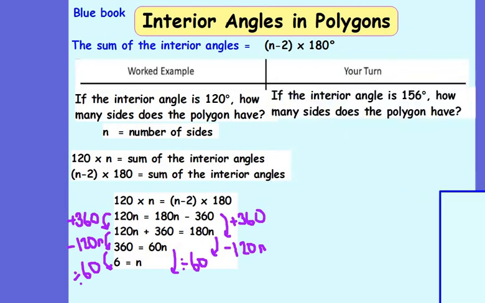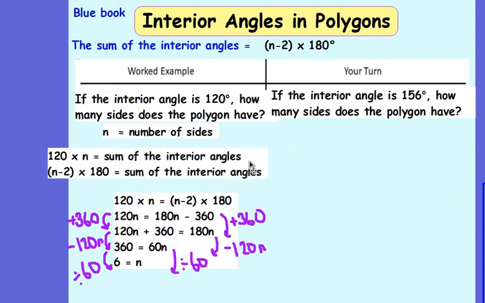In your dark blue books, if the interior angle is 156 degrees, how many sides does the polygon have? Use my example to work it out. Pause the video for a couple of minutes and see what you can do.